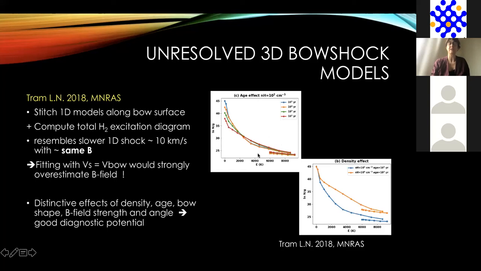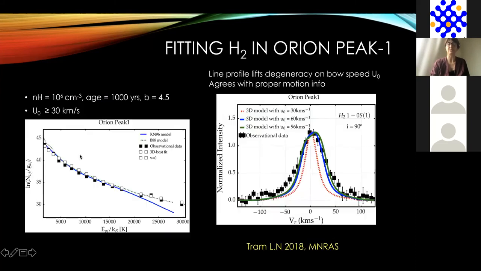And you have to be careful not to impose the velocity. If you know the velocity of your bow shock and say, okay, I know it's a bow shock that goes at 50 kilometer per second, so I want to fit it with a shock model at 50, no, you're going to find a very strong magnetic field, because in fact you are not dominated by the head of the bow, you're dominated by the wings of the bow at low velocity. So when you let the velocity free, then you get the right magnetic field.